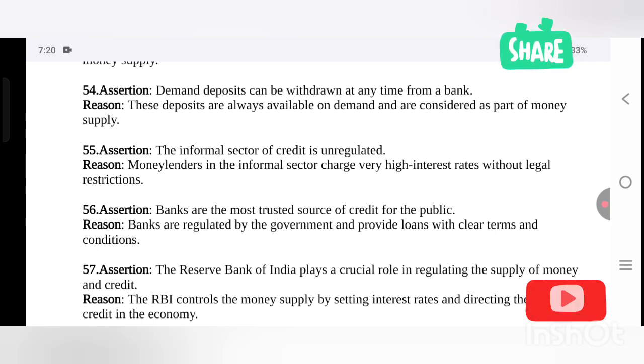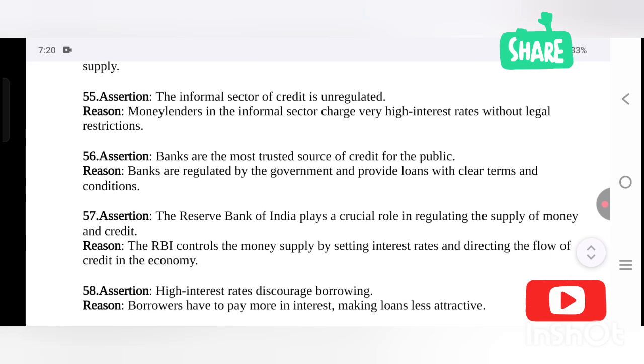Question 55. Assertion. The informal sector of credit is unregulated. Yes, it is not regulated. Reason. Money lenders in the informal sector charge very high interest rate without legal restriction. Yes, both are true. It is also the correct explanation because no rules and regulations are being followed, so it is charging very high interest rate.